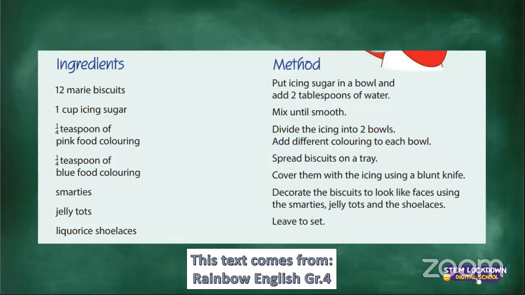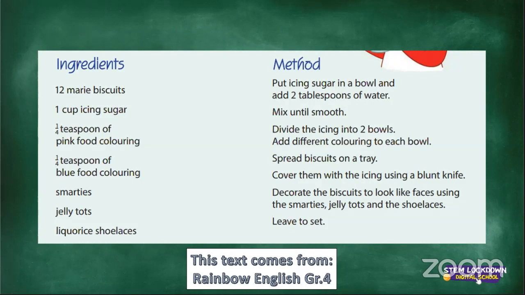All right, let's look at the ingredients. 12 Mari biscuits, 1 cup icing sugar, 1/4 teaspoon of pink food coloring, 1/4 teaspoon of blue food coloring, Smarties, jelly tots, licorice shoelaces.